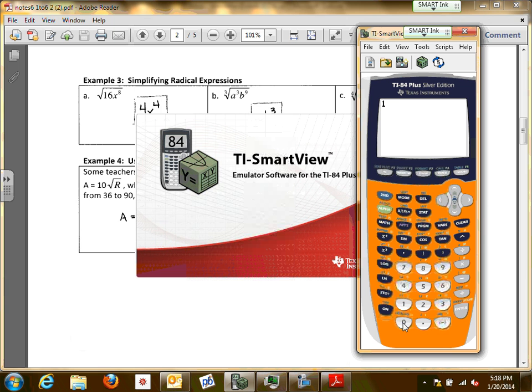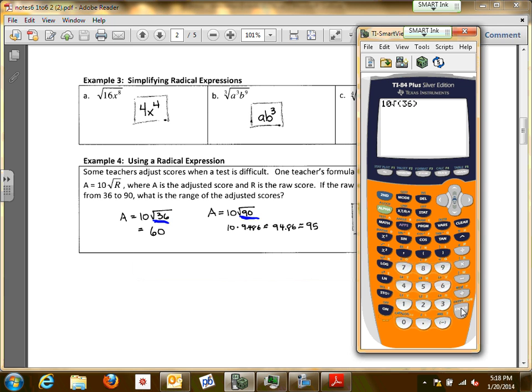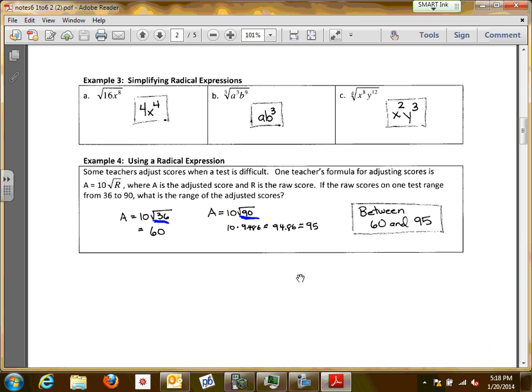So 10 times the square root of 36. Of course, that one you could have been able to do in your head. And then here, the next one, 10 times the square root of 90. Okay, and so then that's how we're going to get 95. So therefore, the adjusted scores range from 60 to 95.